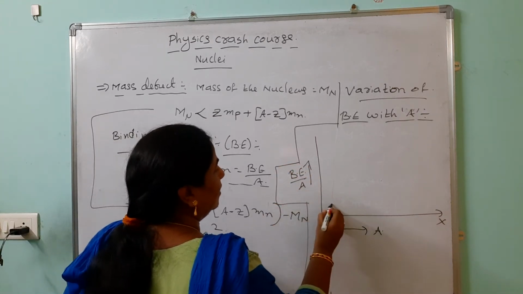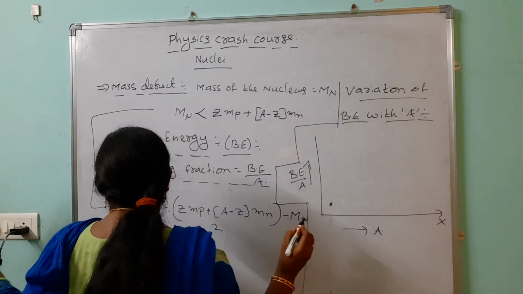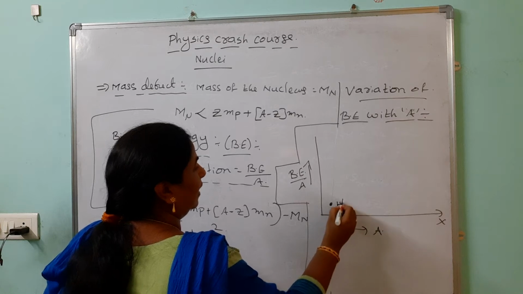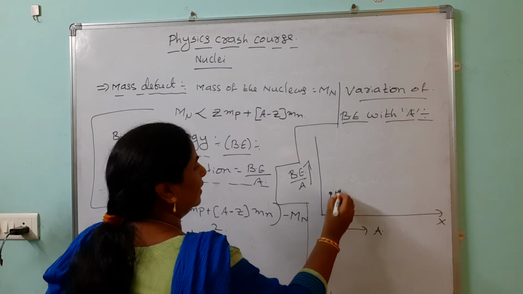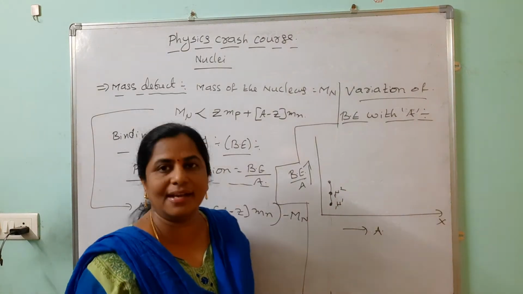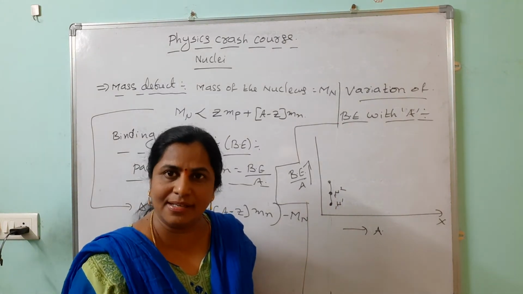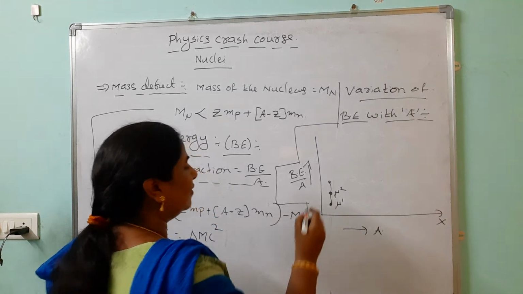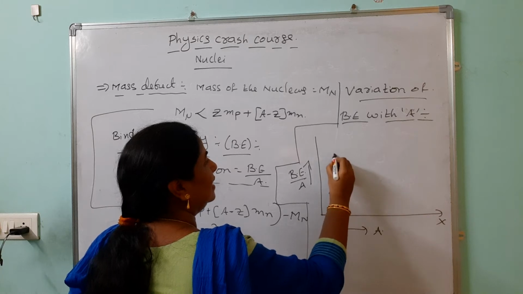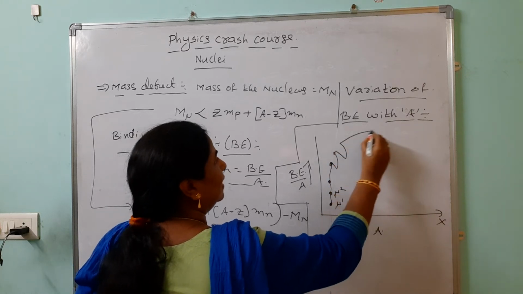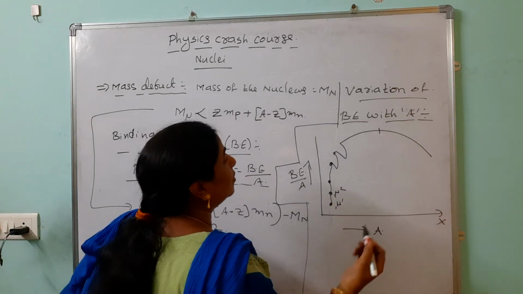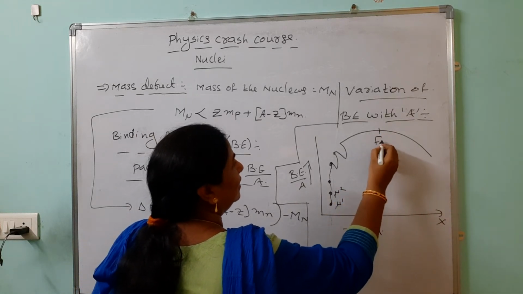Now look here. For small elements, like proton, deuteron, H-1-2, what happens? Binding energy is very low, so stability is also very low. When we increase the mass number, binding energy also increases. Here we can observe some nicks. Then finally you get the graph like this. Which element has the highest binding energy and is most stable? Iron, you can take it.